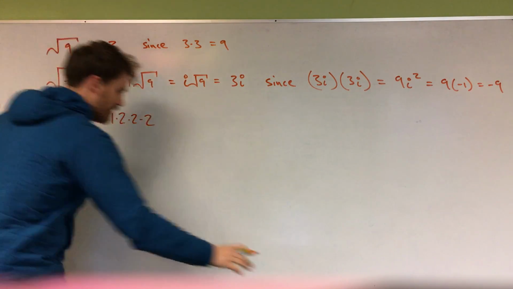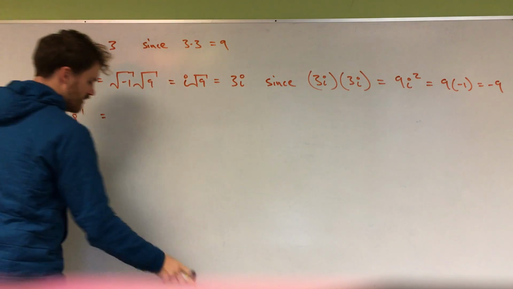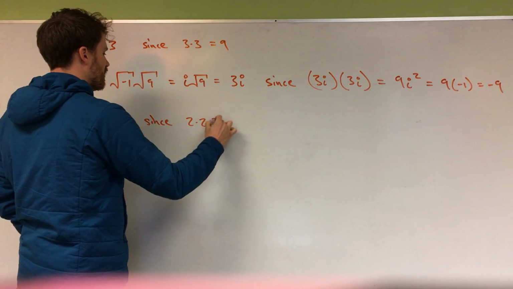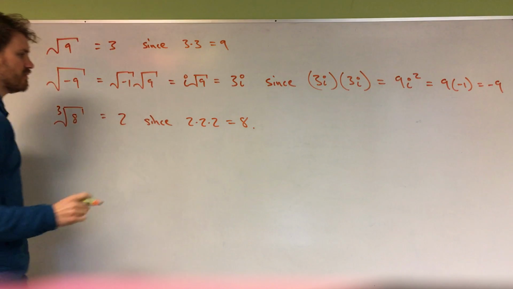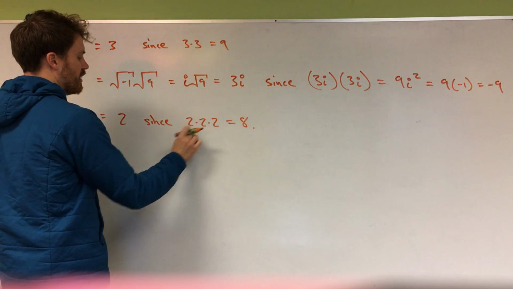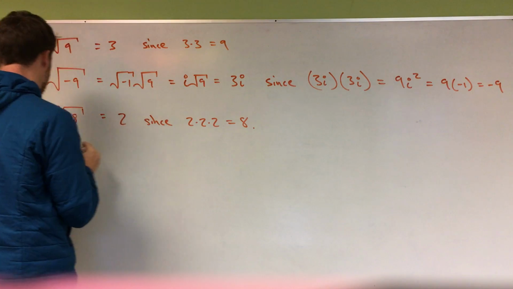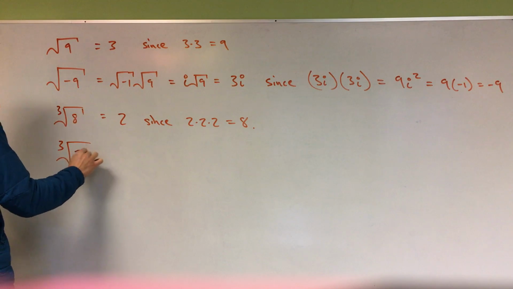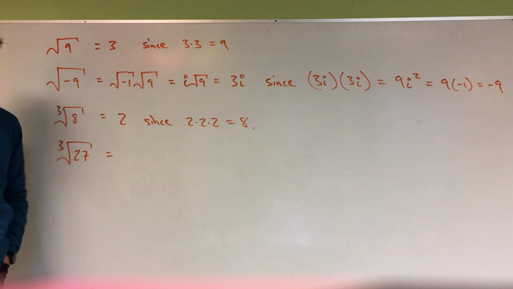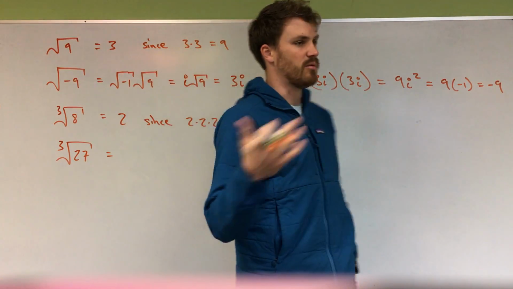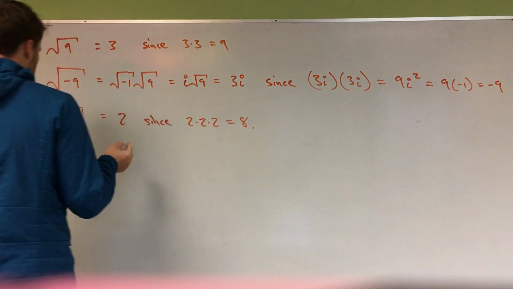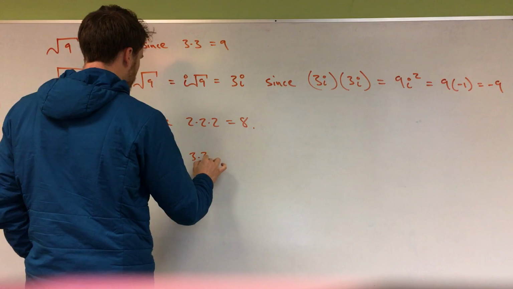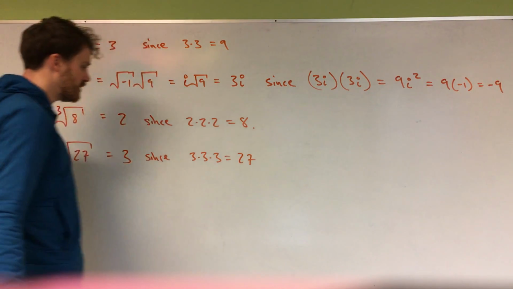So what we'd say is the cube root of 8 is 2, since 2 times 2 times 2 equals 8. Instead of a square root where you're only multiplying 2 by 2, you're now multiplying 2 by 2 by 2. We could have the cube root of 27. So now you're wondering what multiplies by itself 3 times to get 27. That would be 3, since 3 times 3 times 3 equals 27.